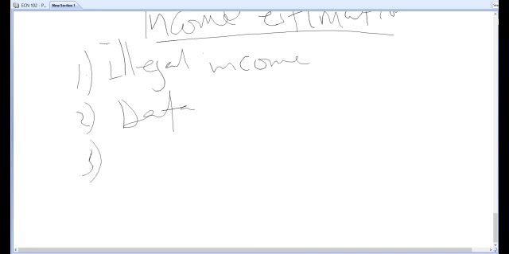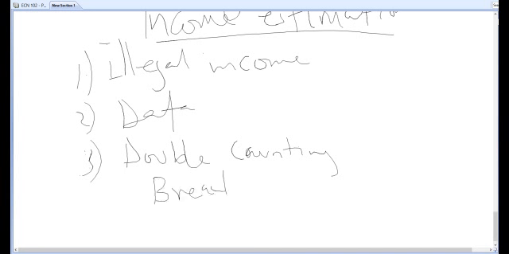Double counting. We explained that if you're using the output approach, in order to escape double counting, we must always make sure that we are counting the value added at each stage of production. So if, for instance, a bread maker wants to make bread, you must have bought flour. So the first stage, you have flour, then the flour is converted into bread. Say flour is bought at a price of 1,000 naira, and it's used for bread.